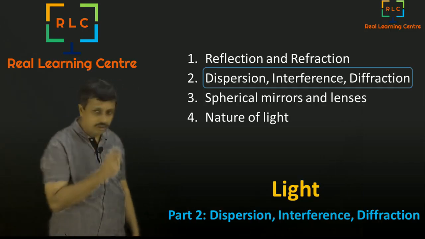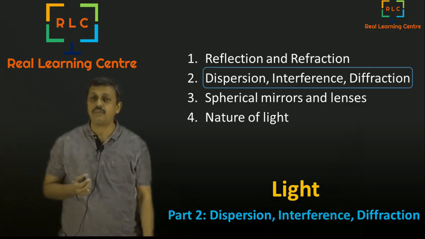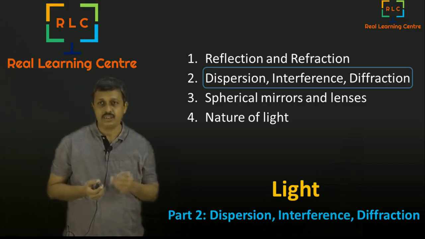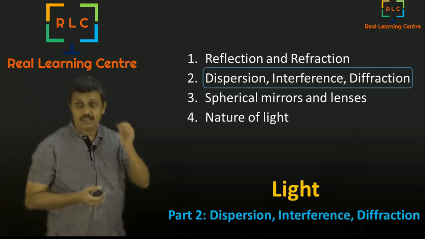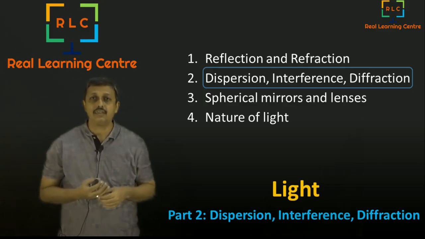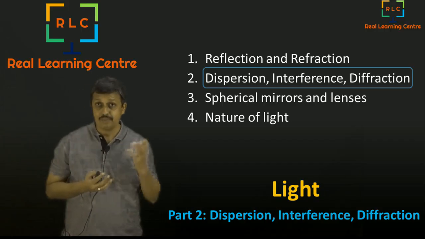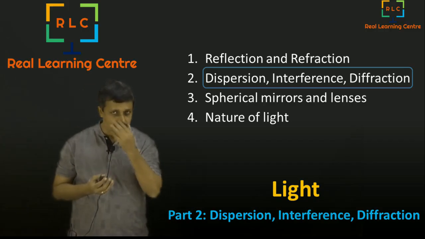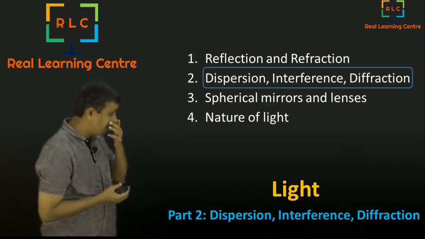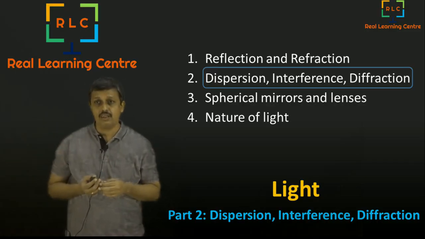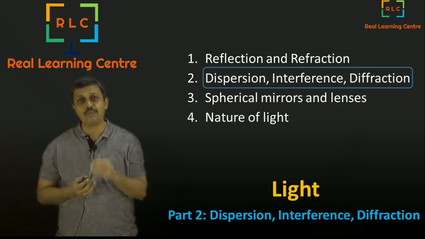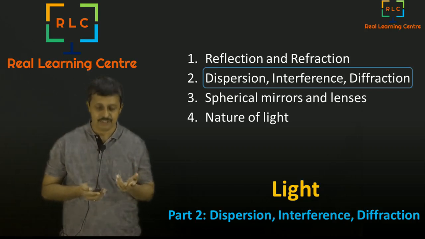So we are going to go to the second session of our topic on light. We completed reflection and refraction. We got a fairly good understanding of various natural phenomena which happen and what the laws of reflection and laws of refraction are. Now we are going to get into dispersion and slightly touch upon interference and diffraction.